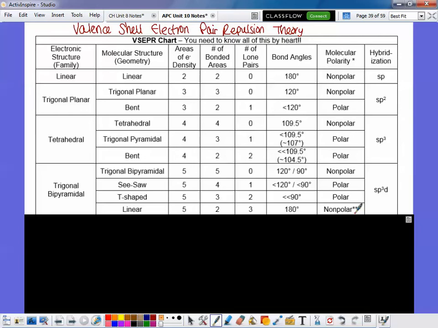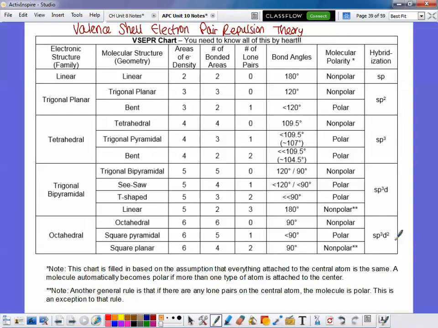And then our very last one, let me just go ahead and remove the revealer, is octahedral. This is for molecules that have 6 areas of electron density around that central atom. So this is also going to be for molecules where that central atom expands its octet. We have octahedral, square pyramidal, and square planar as our individual geometries.